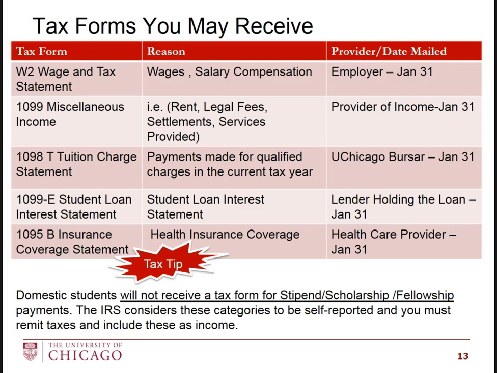Domestic students will not receive a tax form for stipend, scholarship, or fellowship payments. The IRS considers these types of income to be self-reported, and you must remit taxes and include these in income.